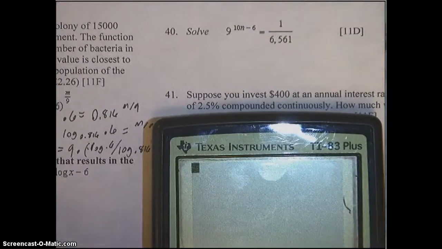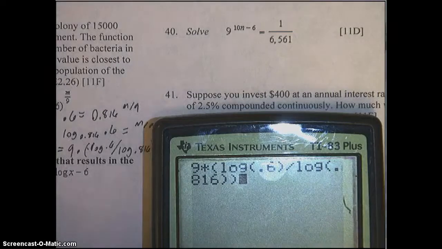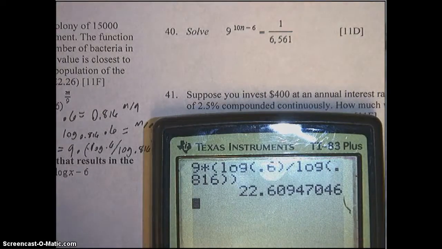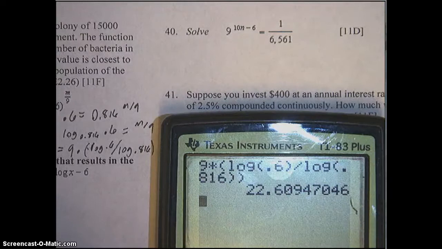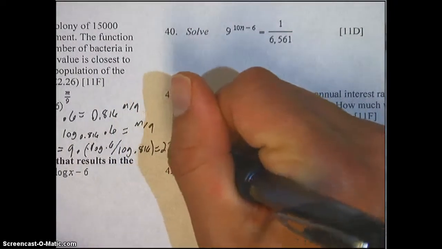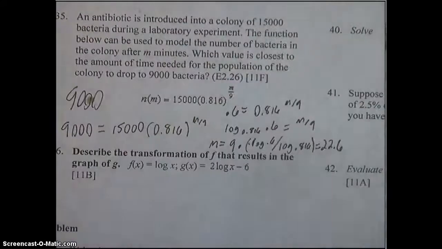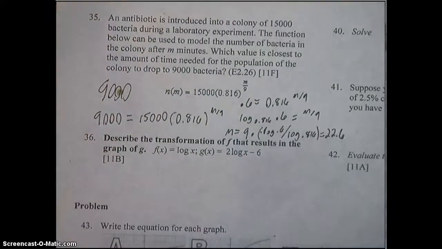So let's see here. 9 times log of 0.6 divided by log of 0.816. So on 35, we're getting, let's see here, 22.6 just about, if I'm doing this right. So I got 22.6 minutes for number 35 there. 22.6.